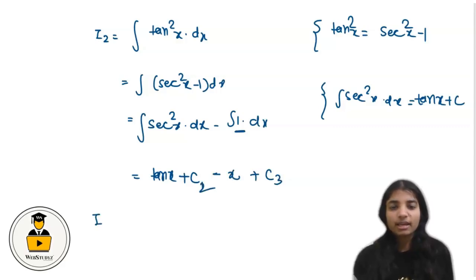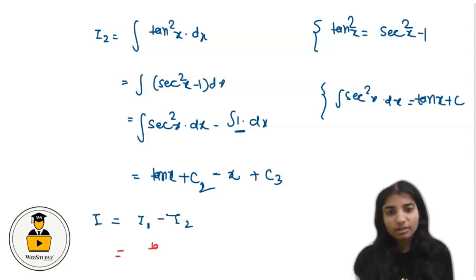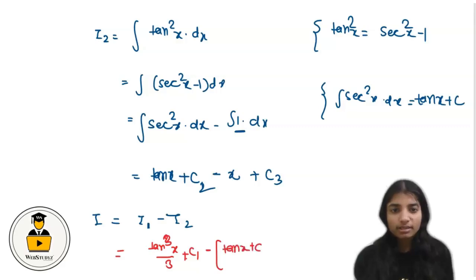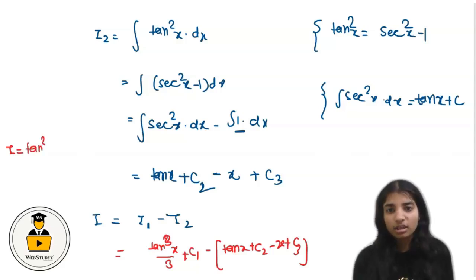So from here we can say that the value of I is equal to I1 minus I2. Plugging the value here, the value of I1 is tan^3(x) divided by 3 plus c1, minus the value of I2, which is tan(x) plus c2 minus x plus c3. So simplifying this, the value of the integral is tan^3(x) divided by 3 minus tan(x) plus x plus c. So this is the answer to the given question.